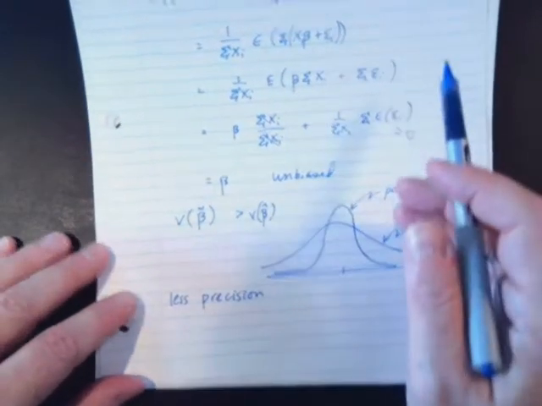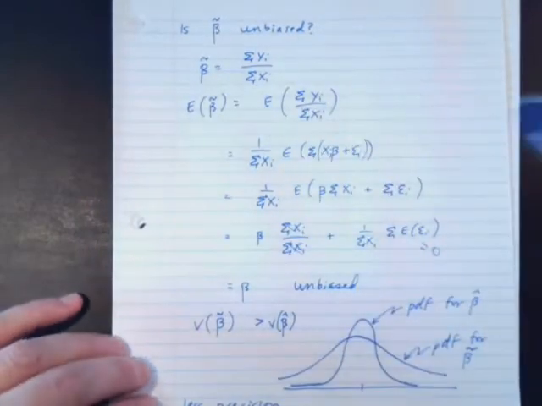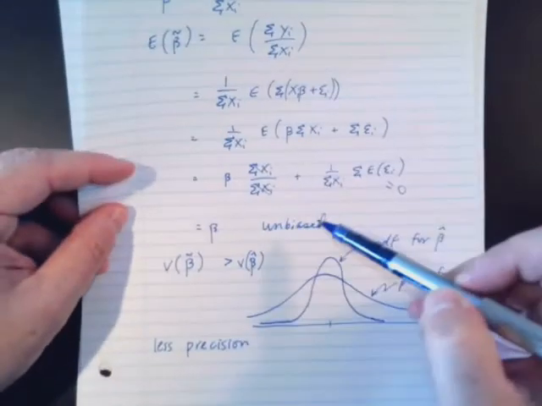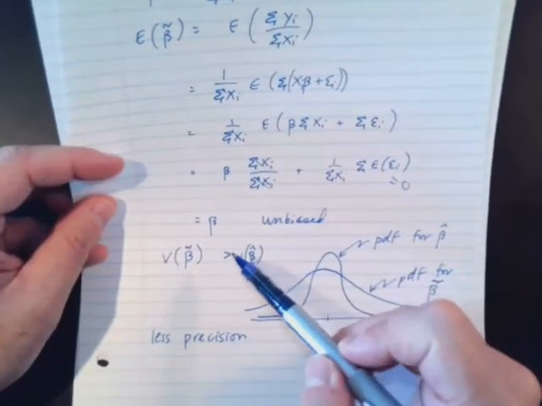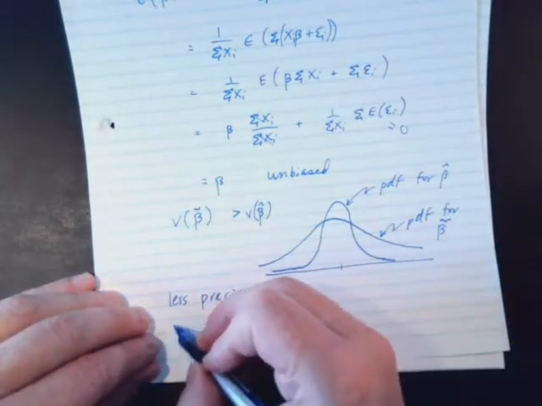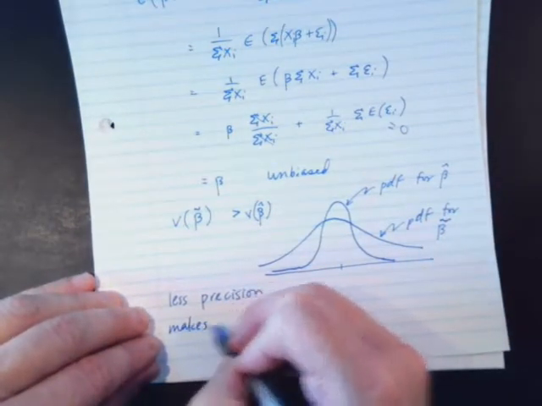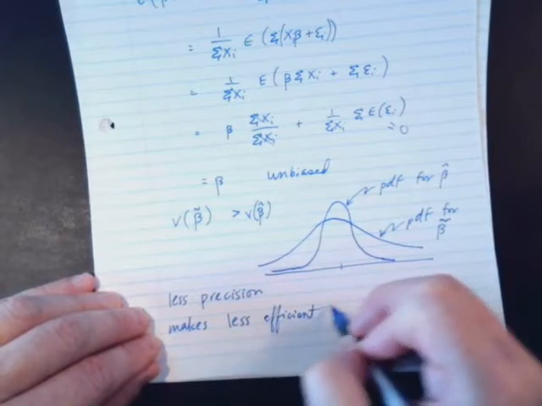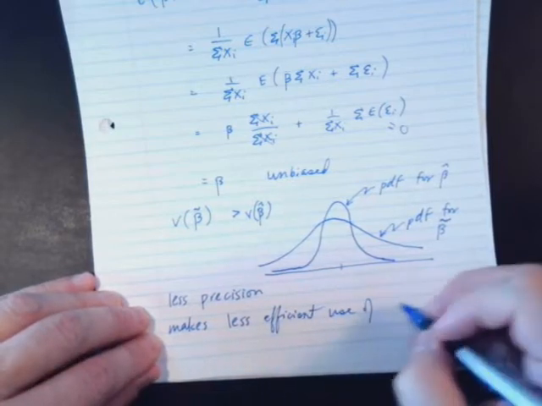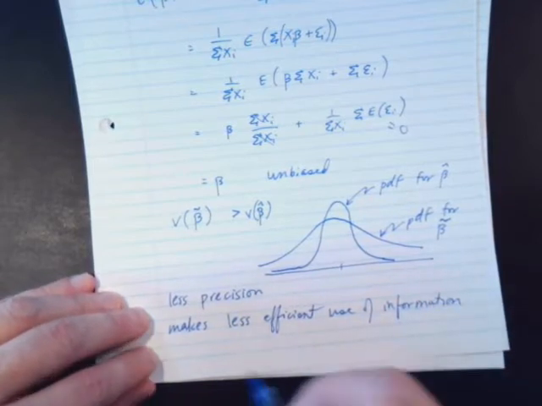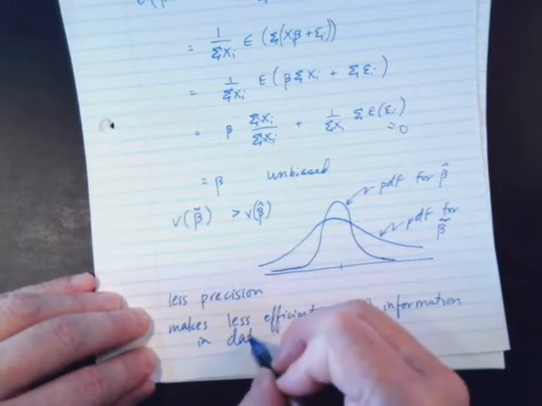And in this case, the alternative formula gives us an unbiased estimator, but it's got a higher variance, so it's a less precise estimate. So we're making less efficient use of the information in the data set.